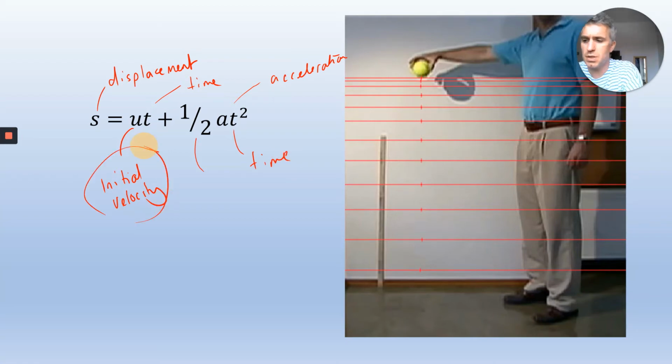So that means the initial velocity equals 0. If the initial velocity equals 0, then the initial velocity multiplied by the time also equals 0. So for this situation, the equation simplifies a lot. It actually becomes S equals a half a t squared. Much simpler to rearrange.